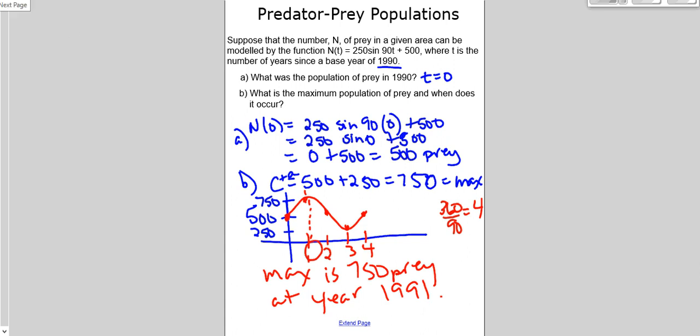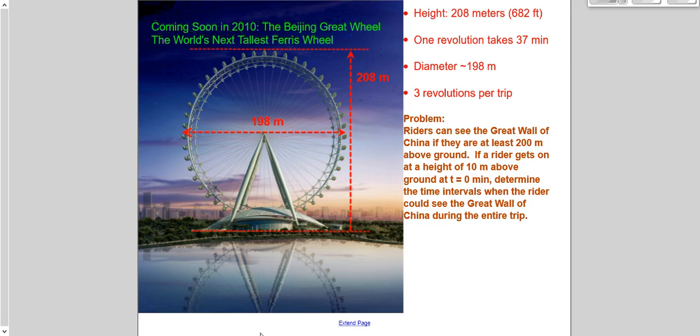All right. Well, let's take a look at one more problem. This one's kind of a doozy. So we have this Ferris wheel. It was being built in 2009. It was supposed to happen in 2010. I don't think it's ever been built. If I recall, the last time I looked it up, it still was not finished. But anyways, we're going to use this to help us out.